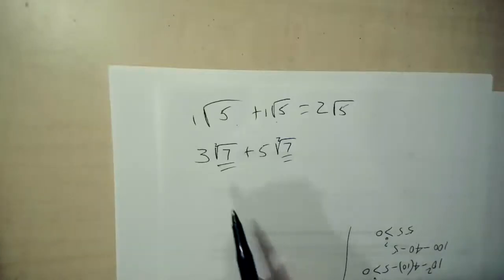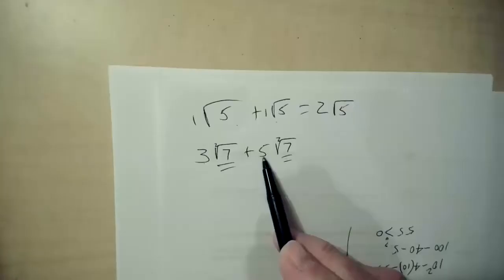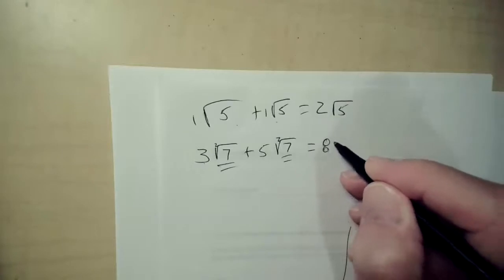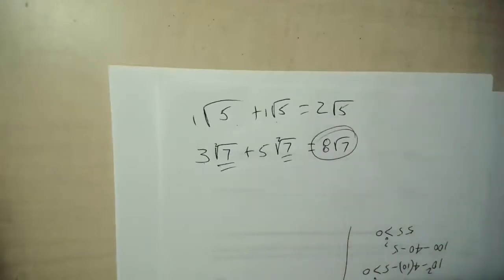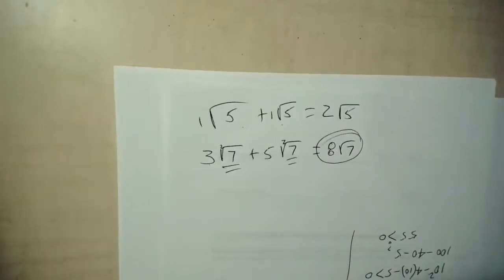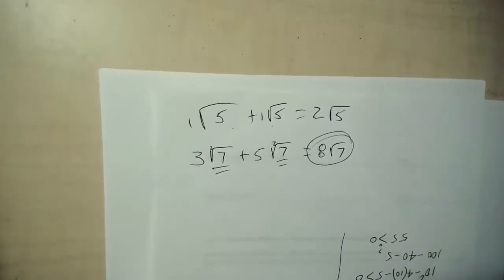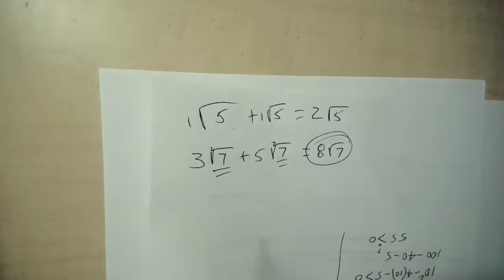And we have to have the same radicand. The radicands have to be the same. If they are, then you add the coefficients. So this is 8 times the square root of 7. We'll do more of this next time, just to give you a heads up of what we're doing.